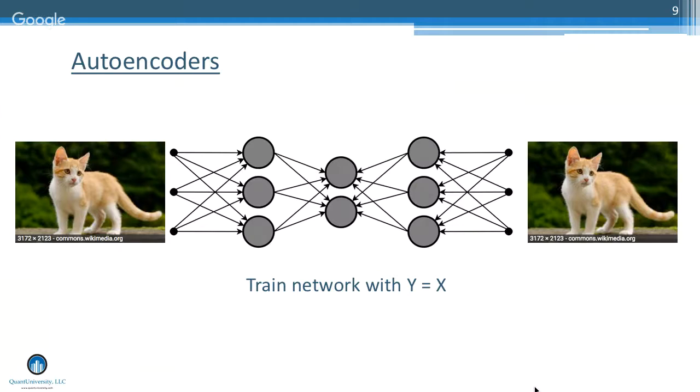So the network is pretty simple. In this particular case, let's take the simple example we've been looking at. You have a picture of a cat, and it has a particular dimension, 3172 by 2123. And the goal is, can I build out a network which can compress it, or bring down the representation to a smaller set of dimensions, but in such a way that I'm going to be able to retrieve back the original image?